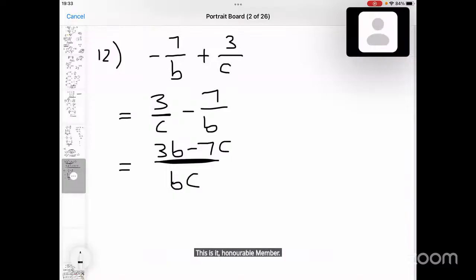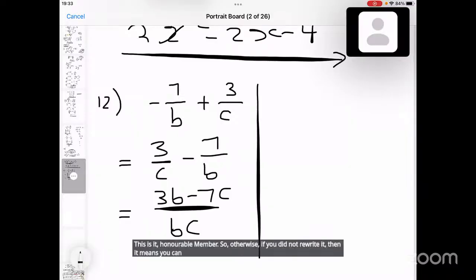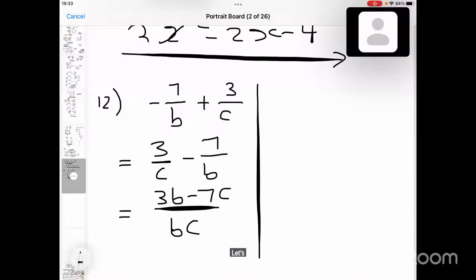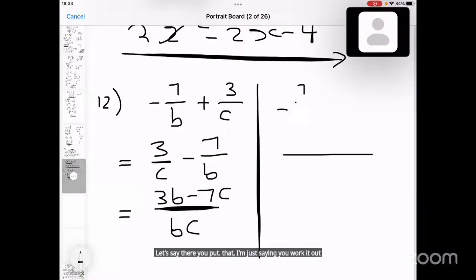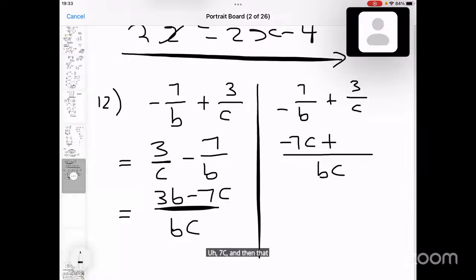So otherwise, if you did not rewrite it, then it means you can still deal with it the way in which it is. Let's say there you put that. I'm just saying you work it out as it is, like this, that over that. Then it means you can still write your BC there. You cross multiply, you have your negative 7C, and then that means here you will have plus 3B.